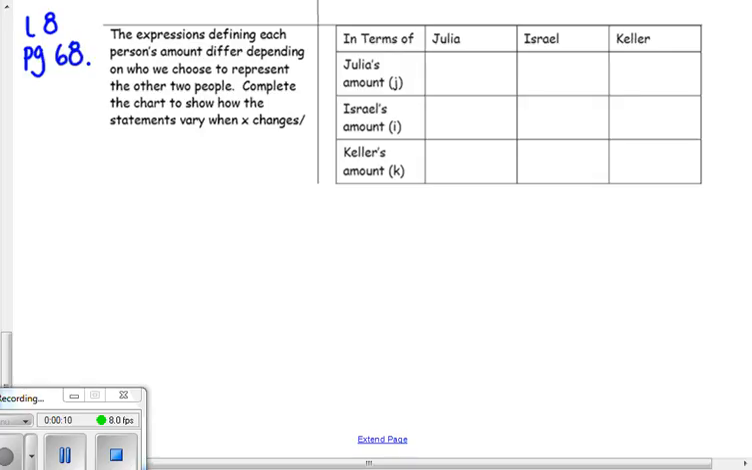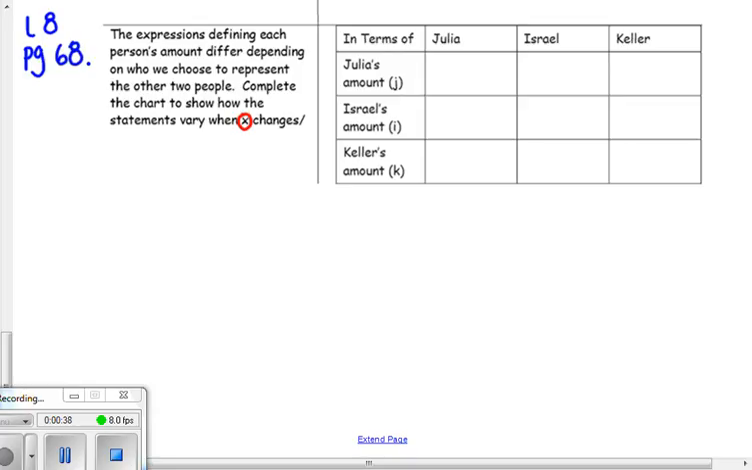We solved this problem in terms of Julia. Now we're going to fill in this chart according to Israel and Keller as well. The expressions defining each person's amount differ depending on who we choose to represent the other two people. Complete the chart to show the statements vary when X changes. So we solved the problem in terms of Julia, and we used the variable J.